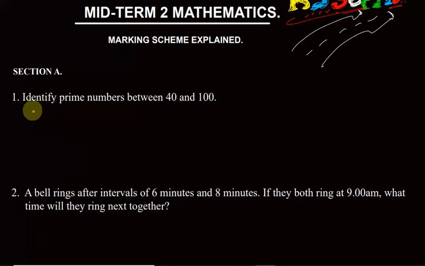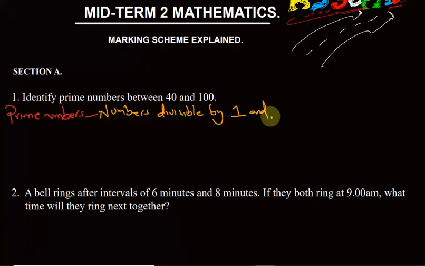Between 40 and 100, well, what are prime numbers? Let's just list prime numbers. These are numbers that are divisible by 1 and itself only, without a remainder. That is the definition. From 40 to 100, we are going to start with 41.